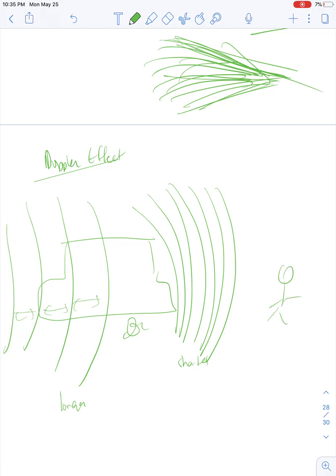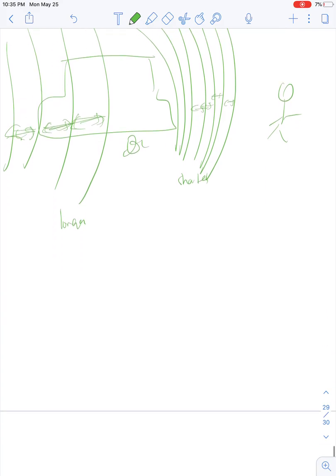So if something is moving towards a person, you're going to hear it when the car comes towards you. You can see the sound waves are compressed, they're smaller, so you're going to hear a higher pitch. And then as the car moves away from you, the sound waves are less compressed, more spread out, so you hear it differently. That's called the Doppler effect.